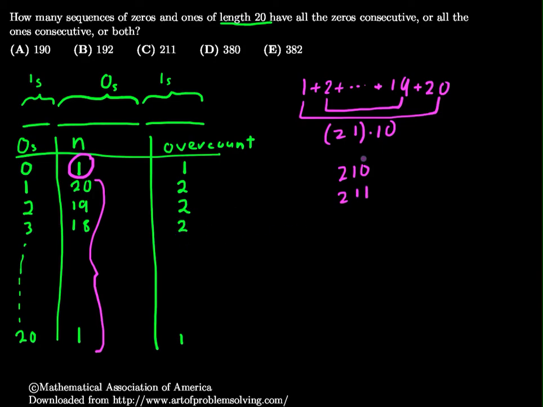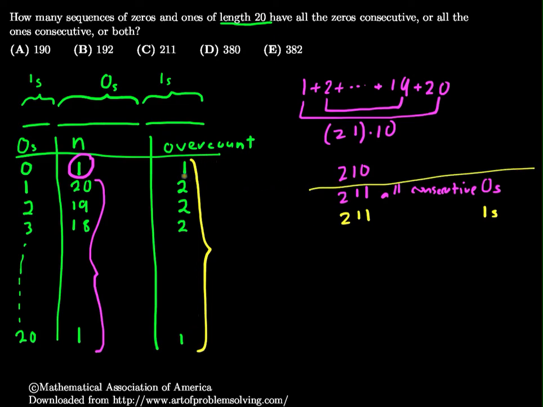And I have this right here, which will allow me to have 211 ways to have all the zeros consecutive. Okay? All consecutive zeros. I can count the same way and say, okay, well then there are 211 ways to have all consecutive ones. Okay? The only problem is that there will be this many overcounted.